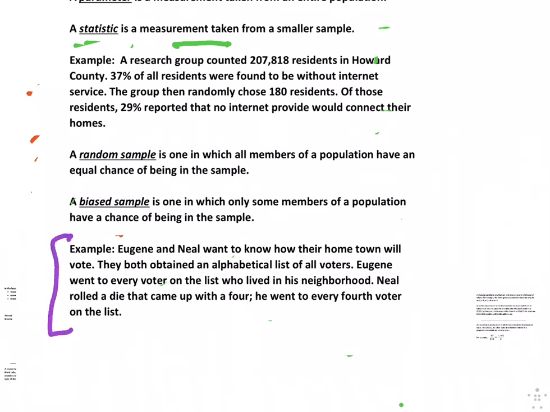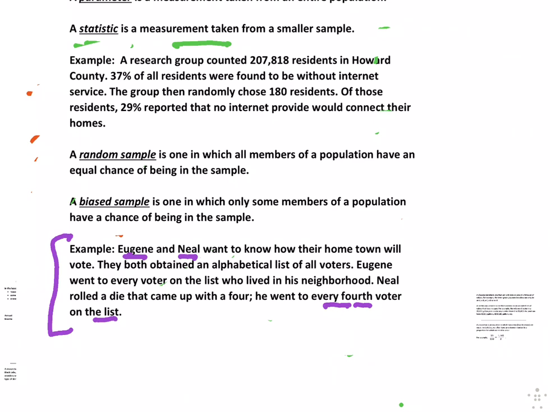So we have Eugene and Neil, and they want to know how many people in the town are going to vote and how those people are going to vote. They both obtained alphabetical lists of all voters in the county, but Eugene went only so far as to poll voters who lived close to his neighborhood or lived in his neighborhood. Neil, in contrast, rolled a die. The die came up 4 randomly, and then he went to every 4th voter on the list.